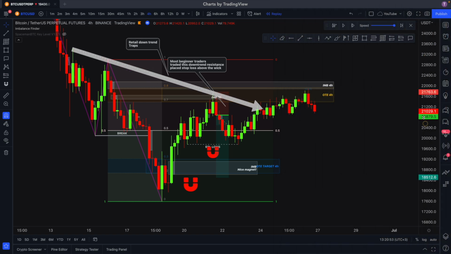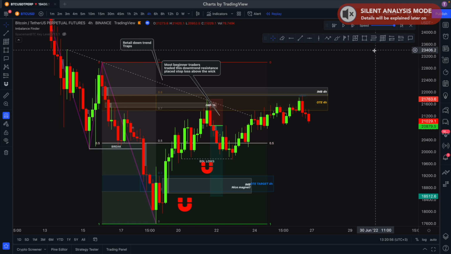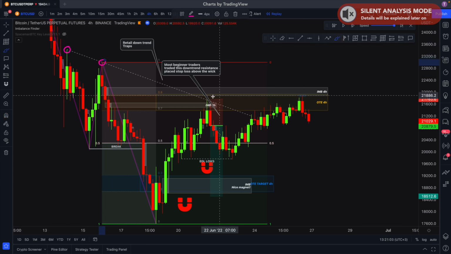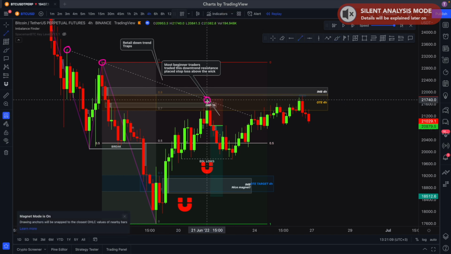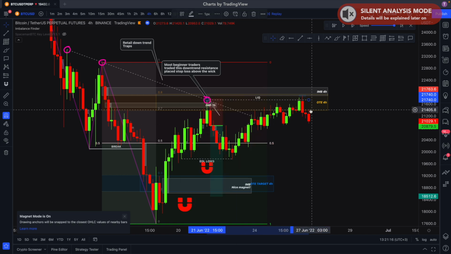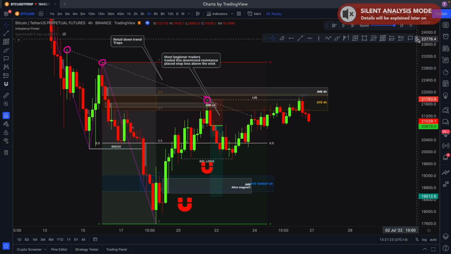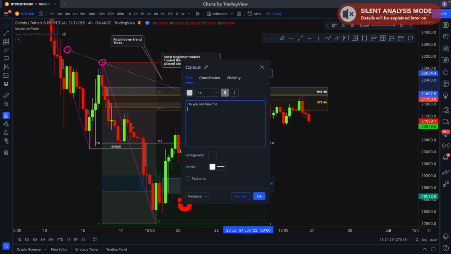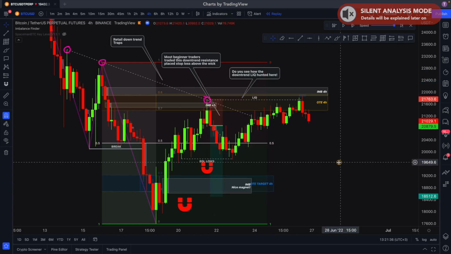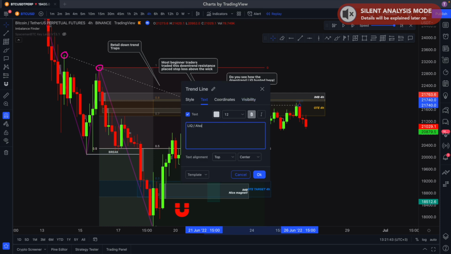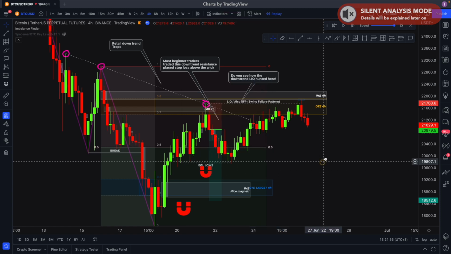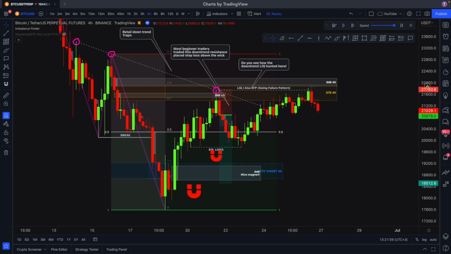As you can see here, there is an amazing downtrend resistance line. Many beginner traders will draw this line and say, oh great, let's open a short position here, and place stop loss above this, which is where the liquidity lies. I guess the downtrend liquidity is quite clear here.